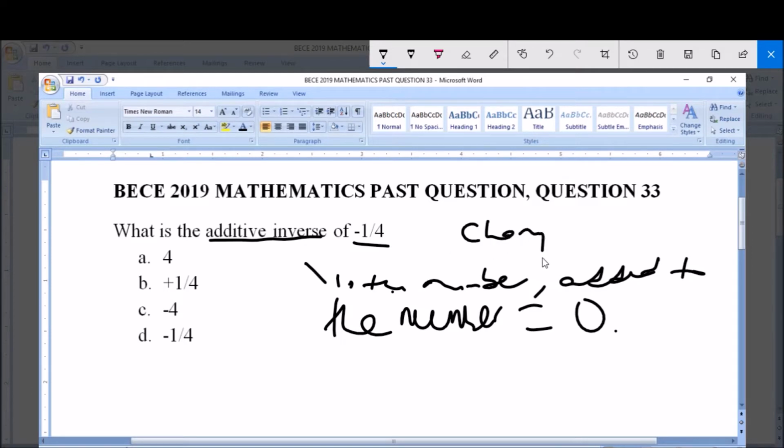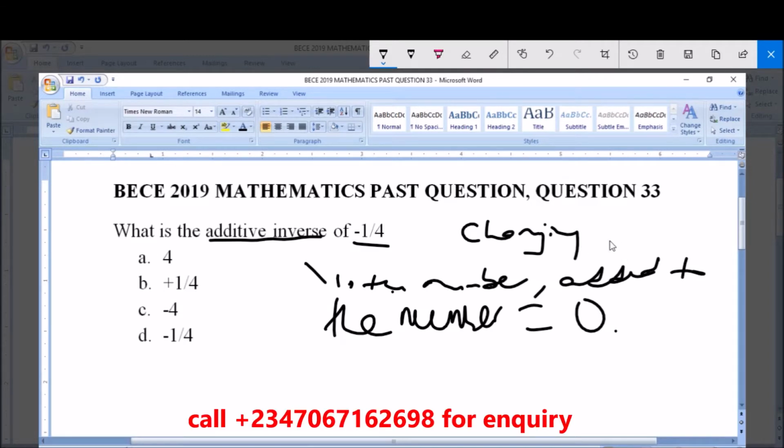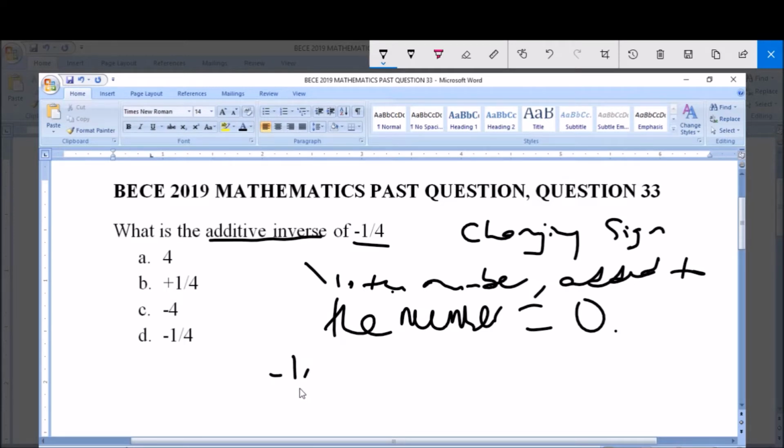Changing sign simply means converting a negative number to a positive number, and converting a positive number to a negative number. So here we have minus 1 over 4. For us to find the additive inverse of minus 1 over 4, we must look for a number that when we add to this minus 1 over 4 will give us 0. Let me term that number x, which when added to this minus 1 over 4 will give us 0. Then we say this x is the additive inverse of minus 1 over 4.